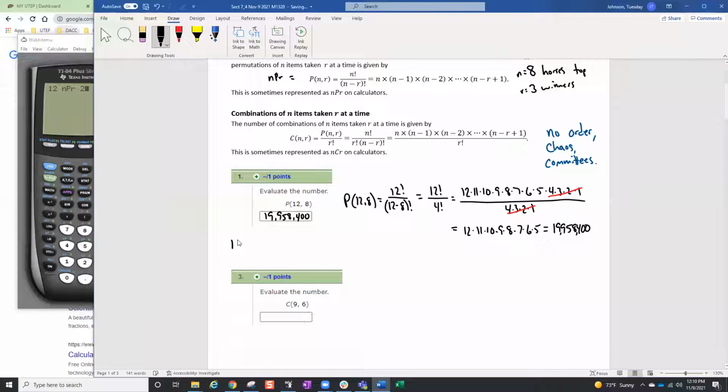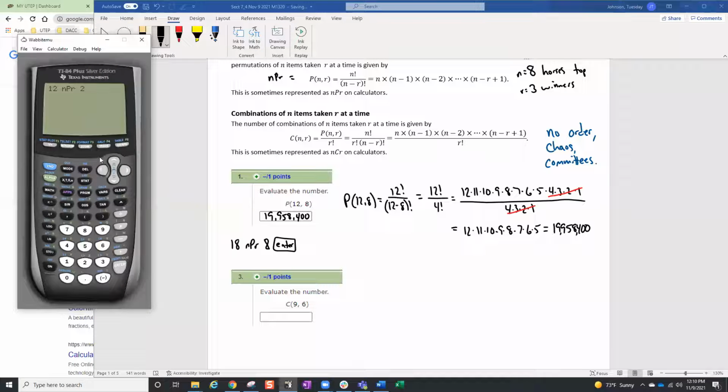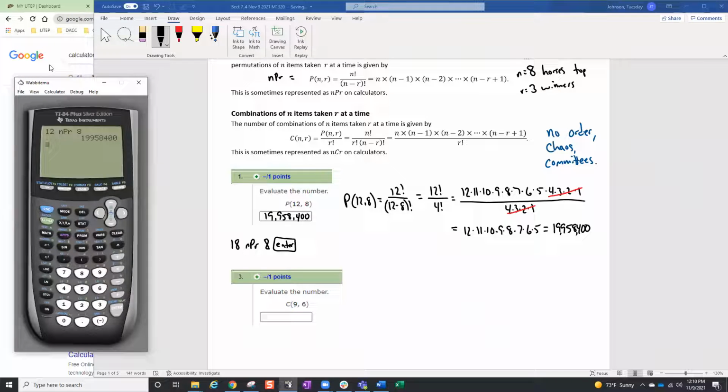And then I put in a 2. So I'm going to put in 18 NPR 2, enter. Don't put in 2 because it's an 8. We're not going to randomly change the problem here. Back up, make that an 8. And look how quickly we get that answer. I like it. I like it a lot. But not all of you have this calculator. I'm going to show you a couple of other ways to do this.